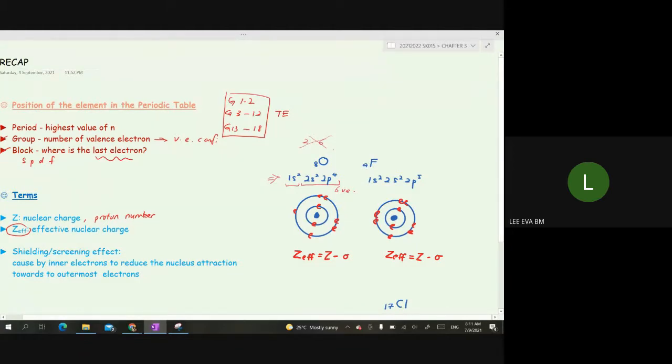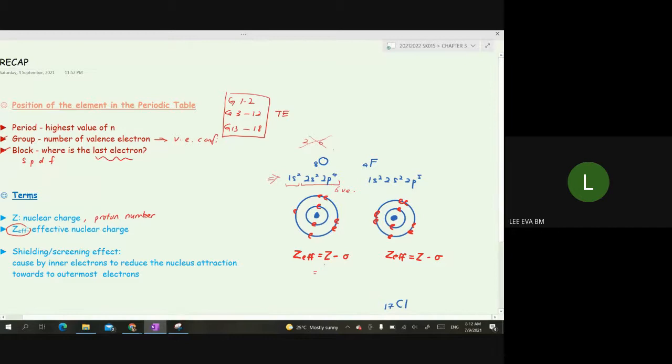In order to find out your Z effective, the effective nuclear charge, we need to use this formula. You just take this formula as information. Normally, they won't ask you to find it, but you need to understand the difference between Z and Z effective.